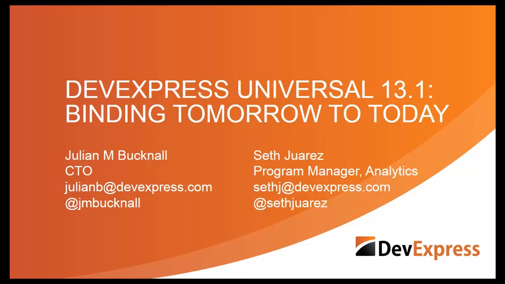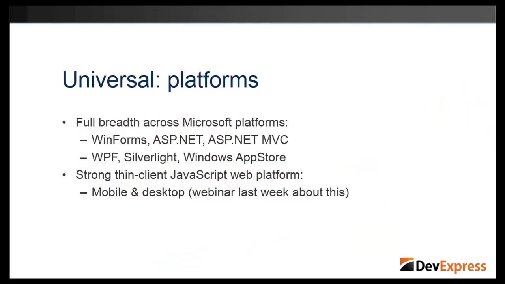So, DevExpress Universal 13.1, binding tomorrow to today. Now, what do I mean by this? Universal is all about platforms. We have a full breadth across all Microsoft platforms: WinForms, ASP.NET, ASP.NET MVC, as well as WPF, Silverlight and Windows App Store apps. I sure wish we could continue to call them Metro apps. And we also have a strong thin client JavaScript web platform for mobile and desktop.